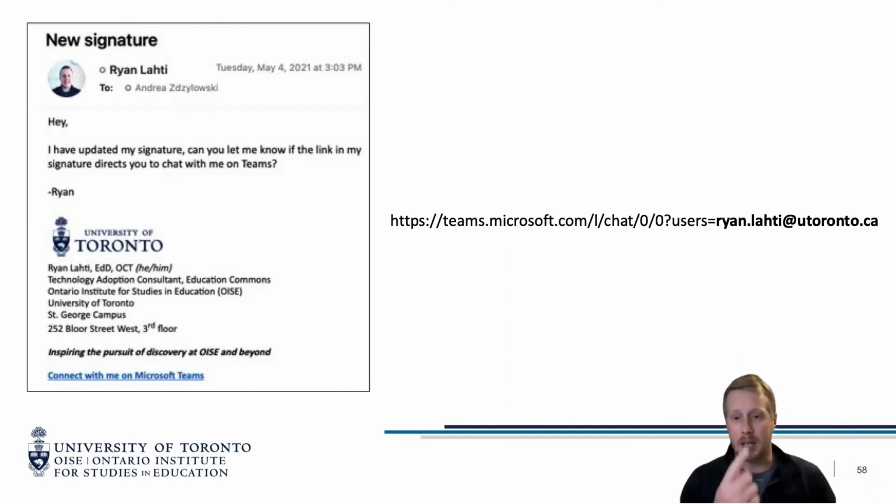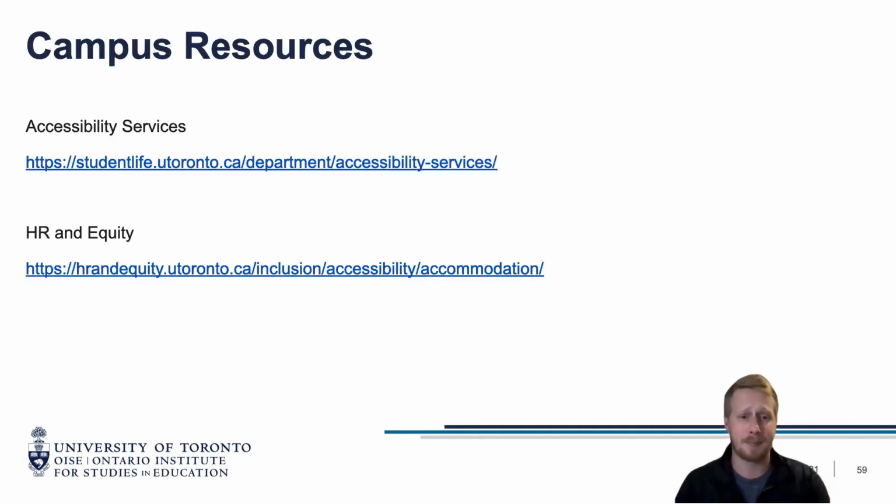So now by using this code right above me here, if you add in your own email address, you can link that in your signature. And now people have a much easier way to connect with you on Microsoft Teams instead of copying and pasting your email and opening up Microsoft Teams and then sending you a message. This is a one-click solution that will hopefully speed up that process.